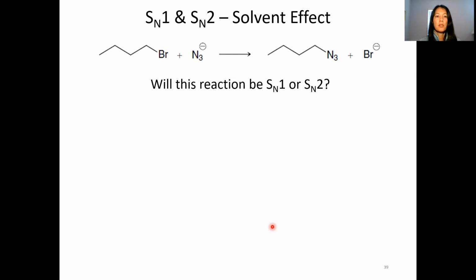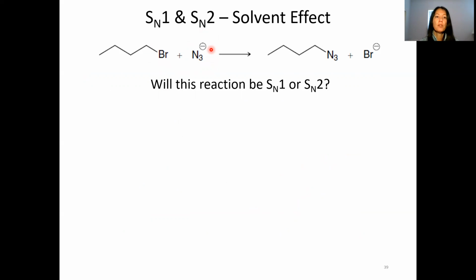Let's take a look at this reaction here. So we have this alkyl bromide, this is primary. You have this azide compound, N3, but it's got a minus charge, so it's a very strong nucleophile. So one of the biggest tricks in this section is trying to figure out what is going to happen, what type of SN1 or SN2 reaction will occur, or will an elimination occur?